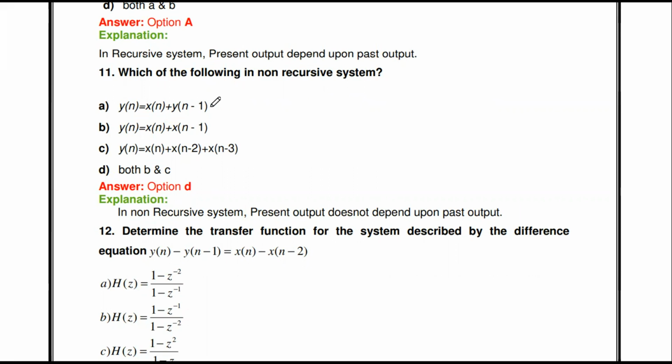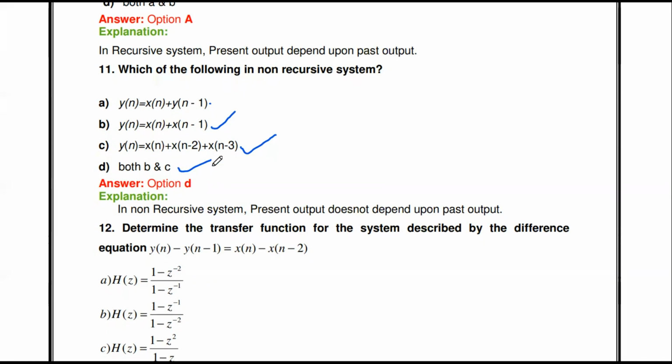So here the first one is recursive. Second one is non-recursive. And this one is also non-recursive, since here the present output depends upon present input and past input. Similarly here, present input and past inputs. So both B and C are non-recursive systems. So option D is the correct answer.